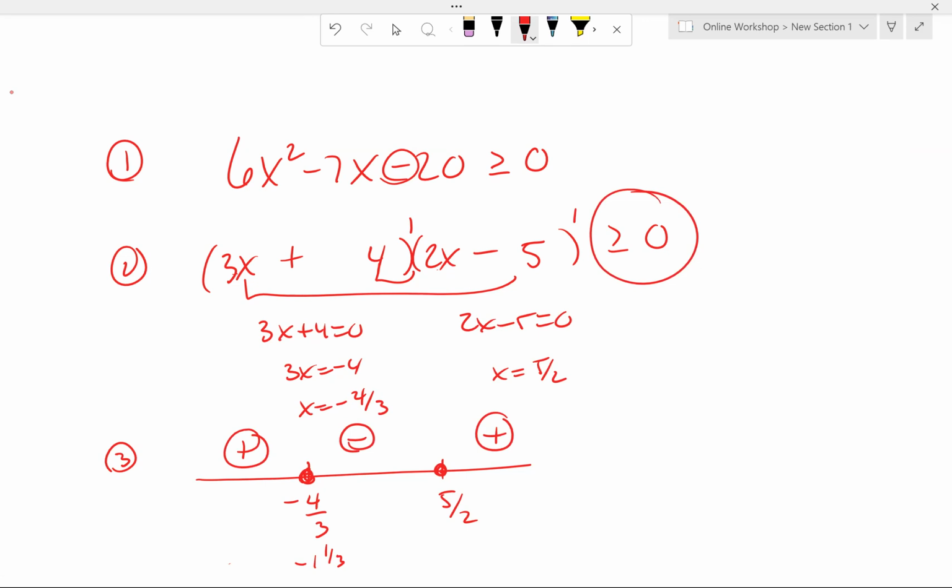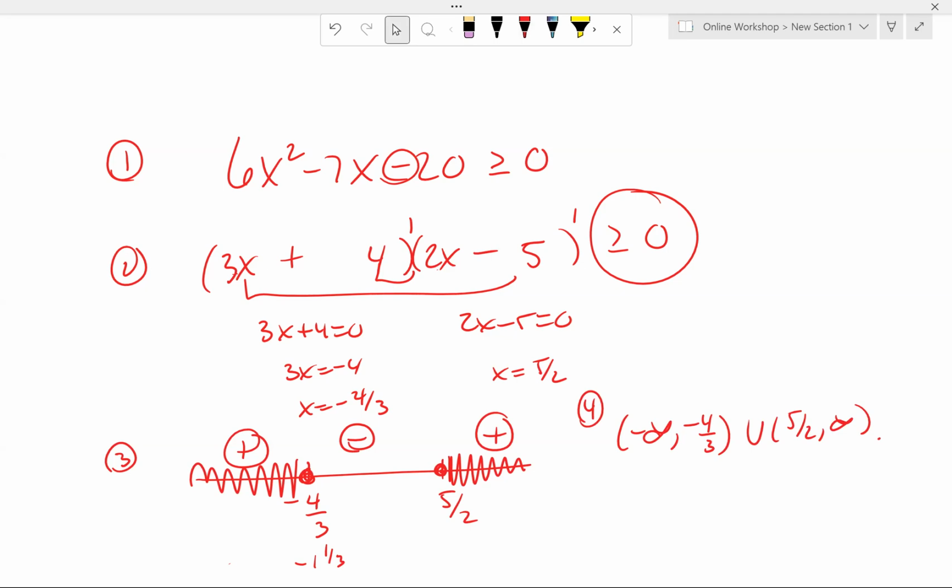Since I'm greater than 0, I'll shade where it's positive. And the answer now will be from negative infinity to negative 4/3 in union with 5/2 to infinity. And that concludes this lesson on solving nonlinear inequalities the algebraic way.